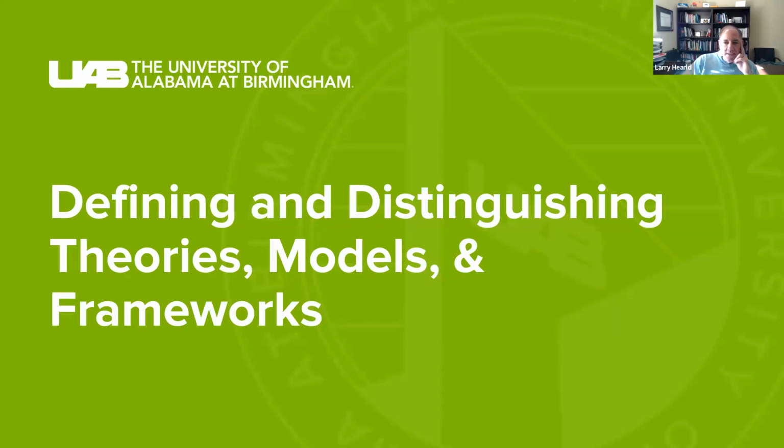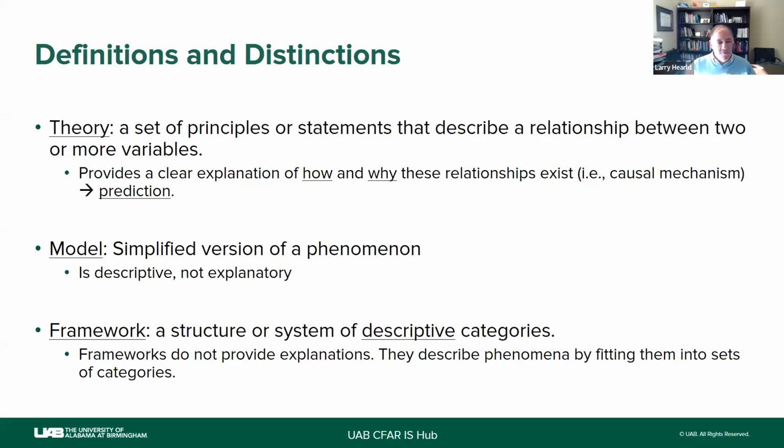So let's start by distinguishing between theories, models, and frameworks. A theory can be formally defined as a set of principles or statements that describe a relationship between two or more variables. And the key thing to keep in mind with a theory is that it is primarily useful for its ability to provide a potential explanation for how and why relationships exist. And for that reason, theories are often used to help elucidate the causal mechanisms and really enable us to predict what will happen when we do something. So when we change something, when we introduce something, what's the impact of doing that?